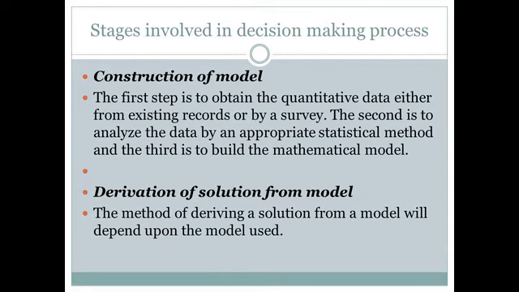Once we have data, obviously that data is of no use if we don't analyze it properly. So once we get the raw material, we convert it into information. How we convert it into information is by an appropriate statistical method. We will teach you these statistical methods later in this module. And the third is to build the mathematical model. Once we know how to use it, we will build a mathematical model.